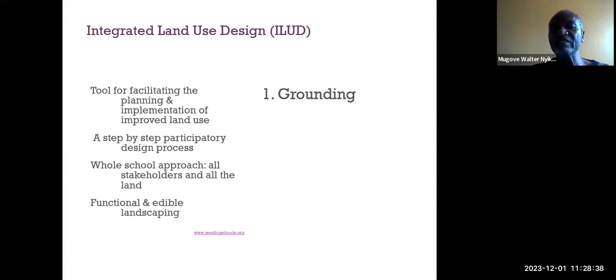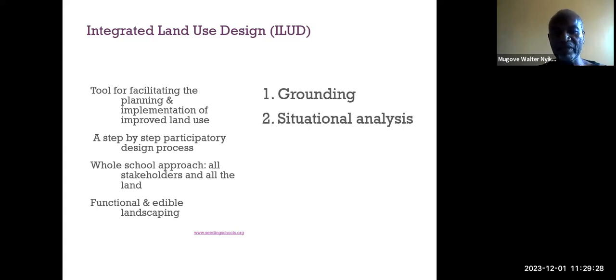So it's therefore necessary, as we start the ILUD process, that we start by reconnecting the people with themselves, with who they truly are, their own story, their culture, and their connection to the environment. So that's what we call grounding. Then once they are clear or reconnected, we move on to the second step, which is to analyze the existing situation. So we now look at trying to develop a common understanding of the existing situation amongst the parents, the teachers, and the children.